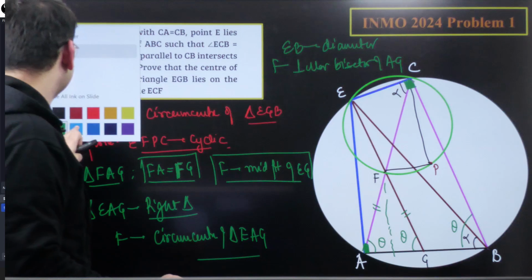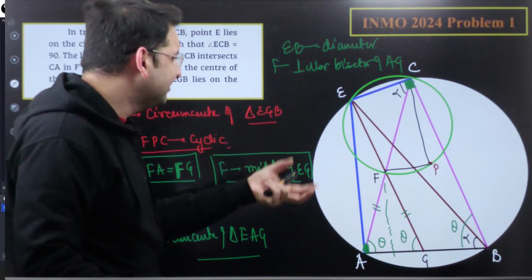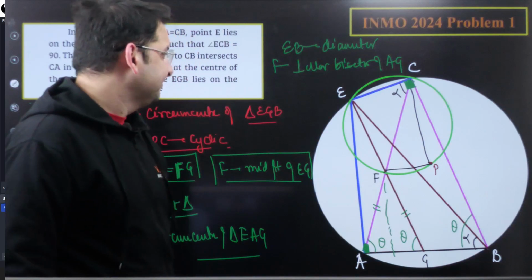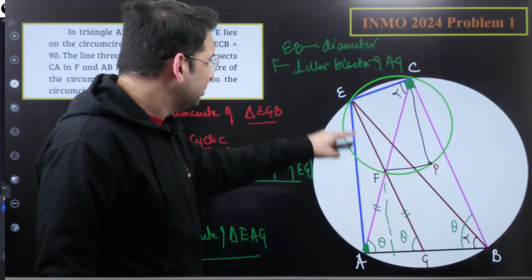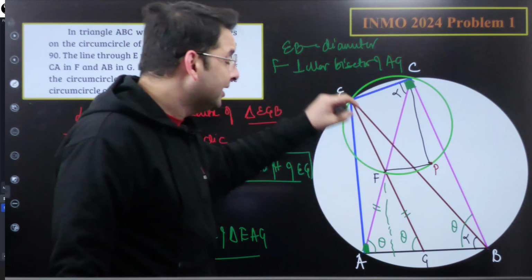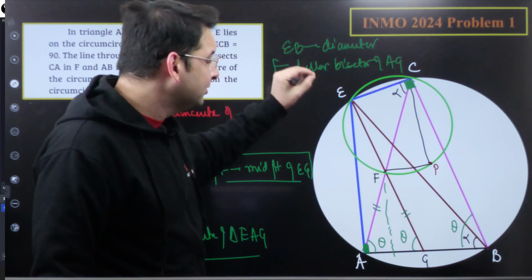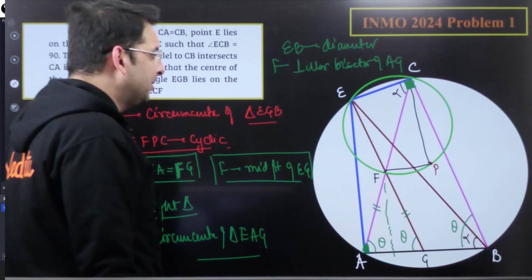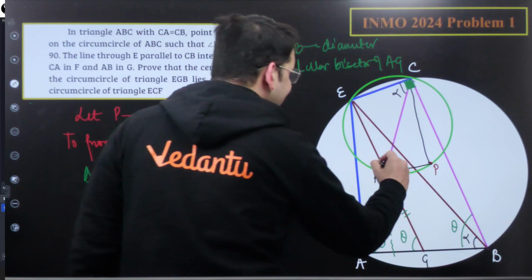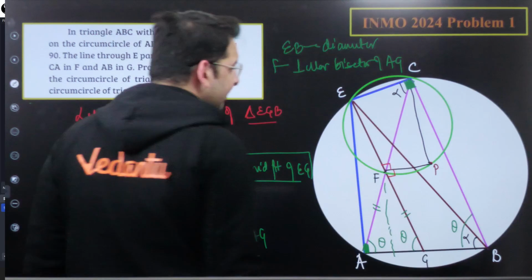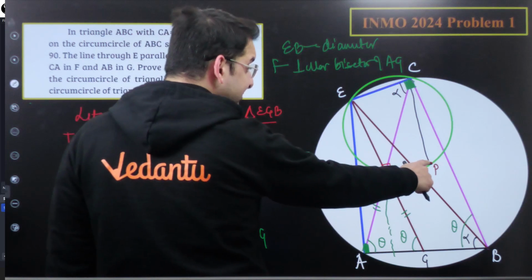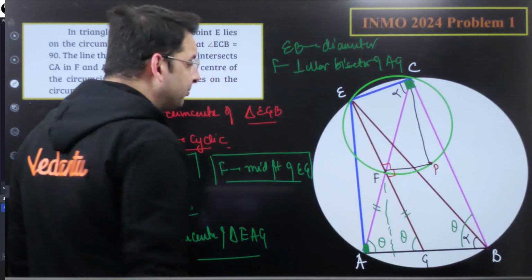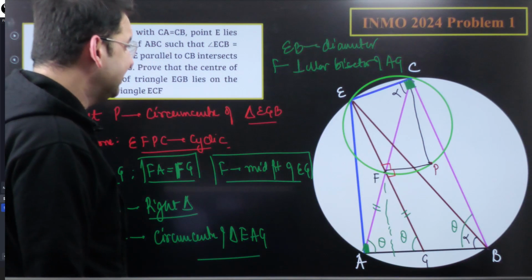Now this is the only thing that we need, because if we know this, now it is very trivial. If F is the midpoint, can I say the circumcenter of EGB lies on the perpendicular bisector of EG? So clearly this is 90, this is 90. So if P is really the circumcenter, then clearly FP is going to be perpendicular to this, because F is the midpoint of EG.